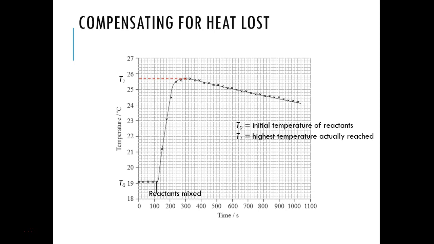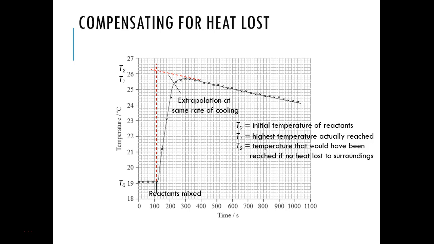Now, T1 is the highest recorded temperature that we actually reached. But we want to know what the theoretical highest temperature would have been if the reactants had had a complete and instantaneous reaction, so no heat lost to the environment. So we can extrapolate backwards. We're assuming the same rate of cooling. So if we extrapolate back to the initial moment the reactants were mixed, we can come up with a theoretical maximum temperature. That's the temperature that would have been reached if there was no heat loss to the surroundings.